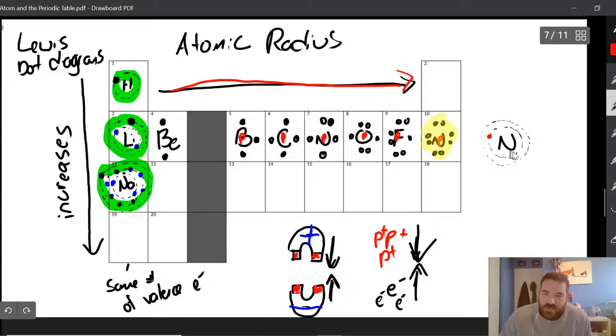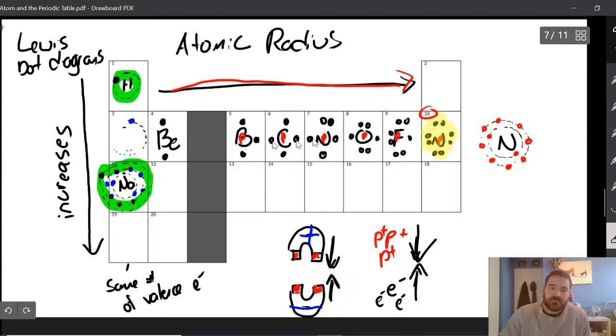So the first orbit has 2 electrons, and the outside one has, neon is the 10th atom. So it's going to have 2 on the inside and 8 on the outside for a total of 10. 1, 2, 3, 4, 5, 6, 7, 8. And it's going to hold those in really, really tight. Whereas lithium, on the other hand, doesn't hold on to them quite so tight.